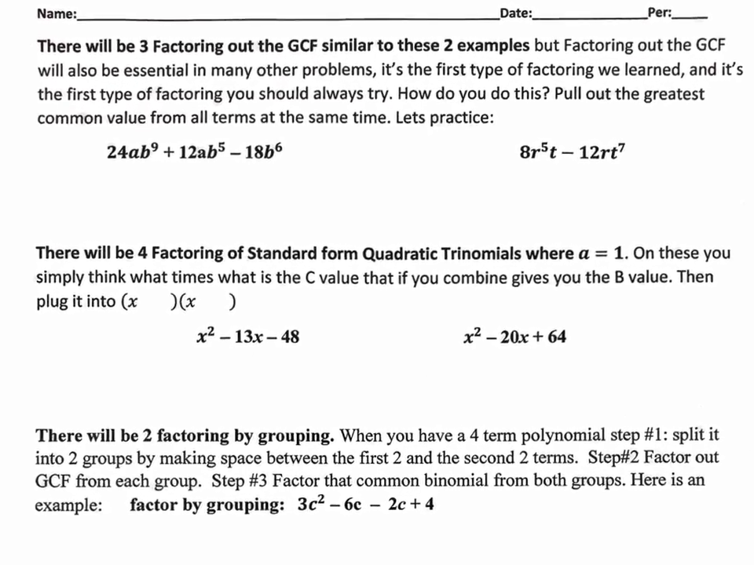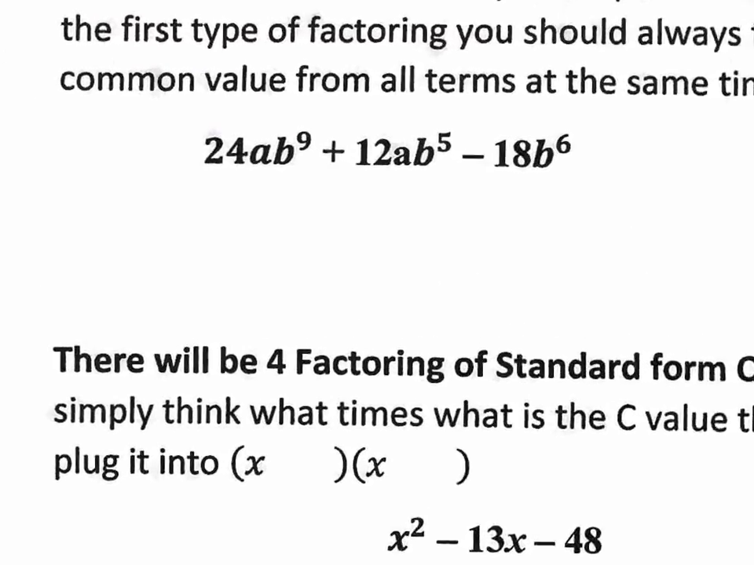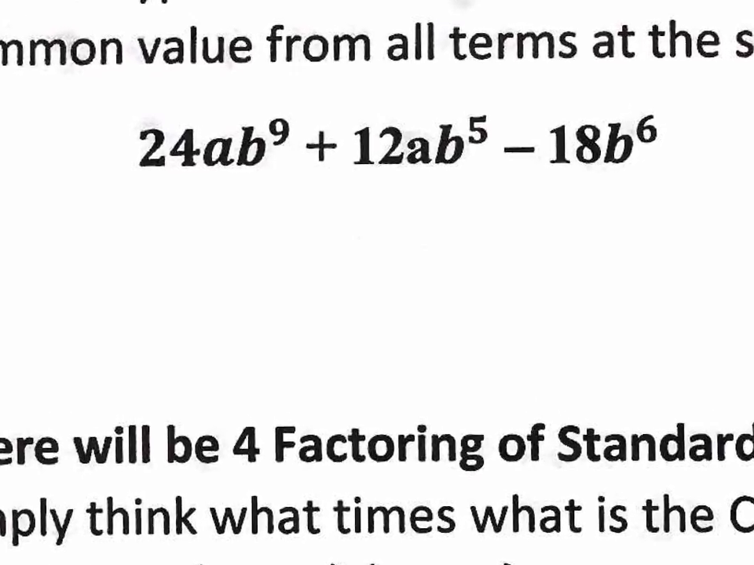So up here, it says that there's going to be 3 factoring out the GCF. Factoring out the GCF is one of the most important and first types of factoring methods that we learned. So all you got to do is look at all your terms and pull out what's in common at the same time from every single term. So I have the 24, the 12, and the 18. What's in common with those numbers?